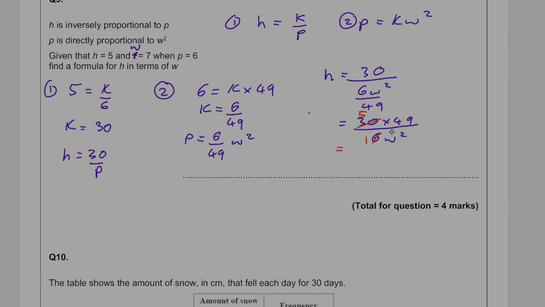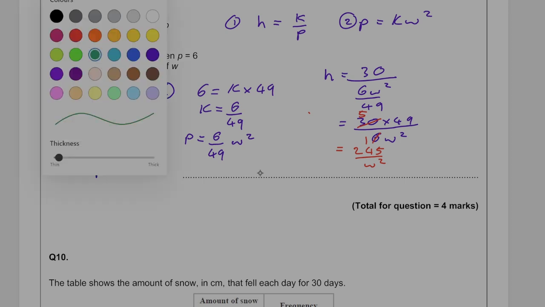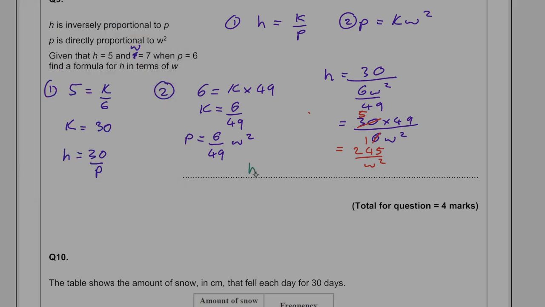So 5 times by 49 is going to be the same as 5 times by 50 take away 5. So it's going to be 250 take away 5. So that's going to be 245. So 245 over W squared. So my formula for H in terms of W is going to be then that, somewhere answer line, H is going to be equal to 245 over W squared.